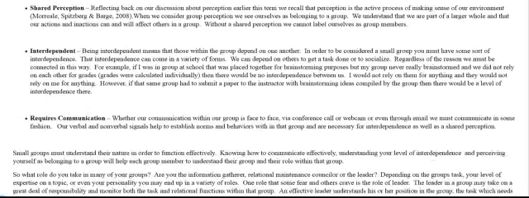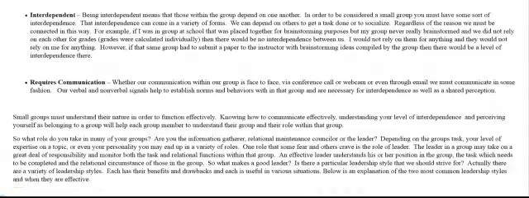The next communication requirement for a small group is that you must be interdependent. Now, being interdependent means that those within the group depend on one another. So in order to be considered a small group, you must have some sort of interdependence. That interdependence can come in a variety of forms. It doesn't have to be one specific way. Now, we can depend on others to get a task done, or we can just do it to socialize. It just depends on the nature of the group. Now, regardless of the reason, we must be connected in some way. We must depend on each other in some way.